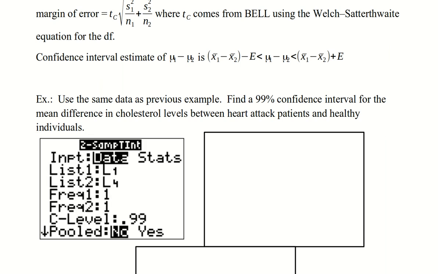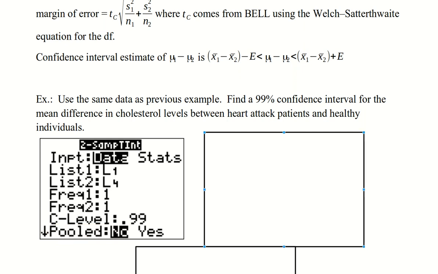So we'll go into the stats menu and over to tests. And we're going to use the data. We've got it in lists 1 and lists 2. Our confidence level is 99%. So we're going to enter that as 0.99. And then easy for us, hard for our calculators, is to simply say, no, don't pool it. We don't know enough about this data to make that claim.